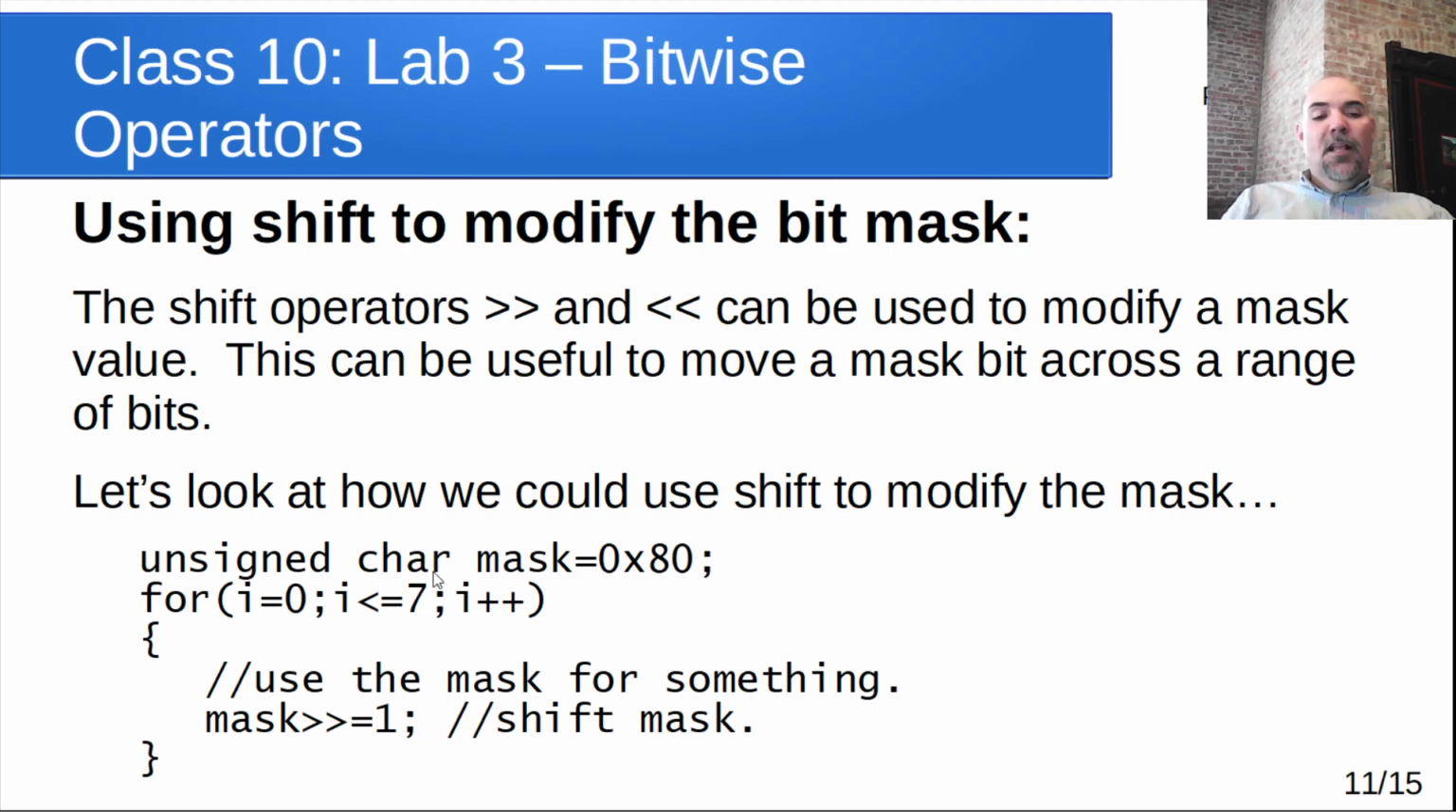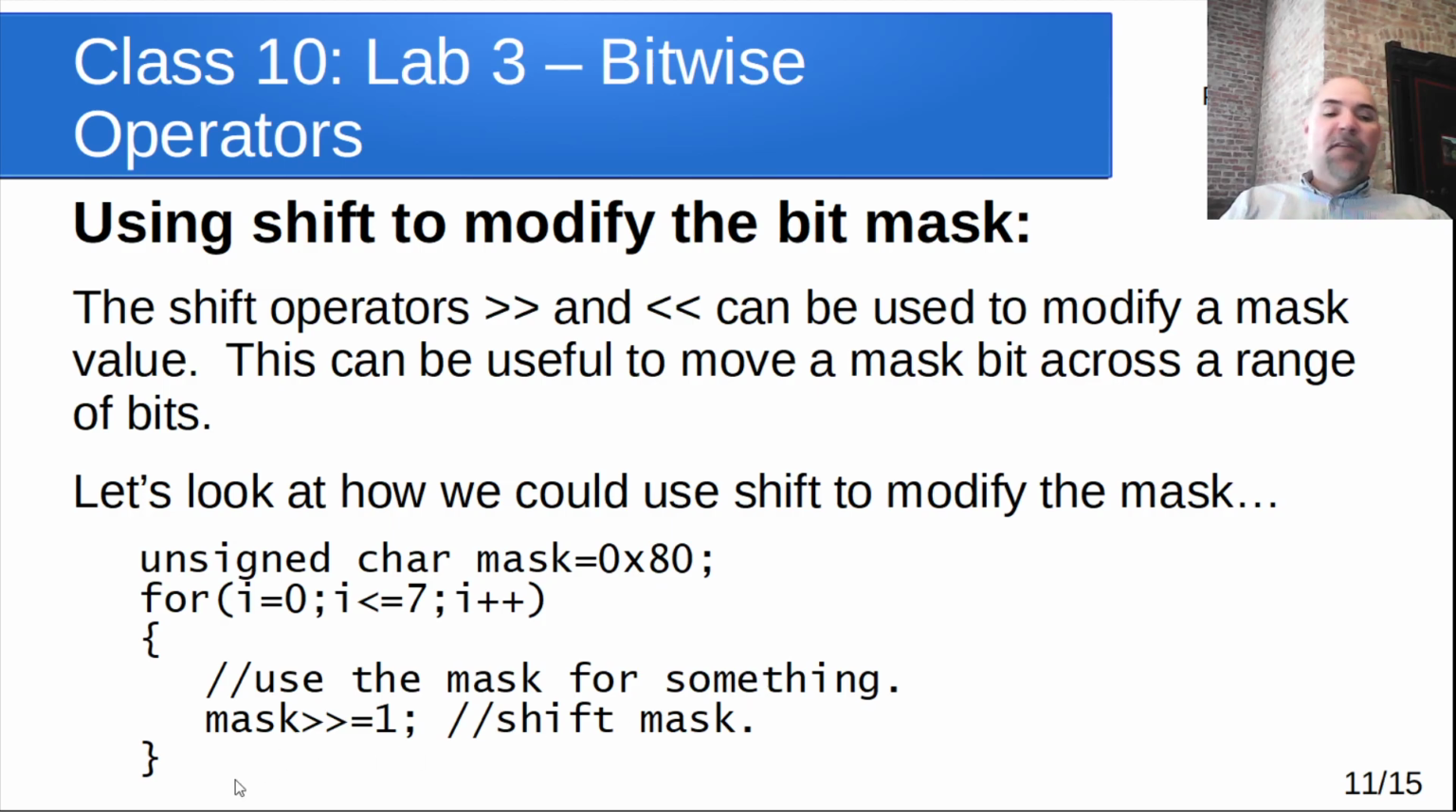So here notice I have this unsigned character mask. I have this for loop that goes through 8 times. And you'll notice what I'm doing is every time I'm saying mask shifted right equal 1. That says take the mask, which is 80 right now, move it over 1 bit, and then go back to the top of the loop. So we would use the mask for something here on the most significant bit.